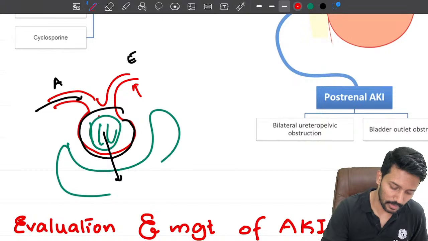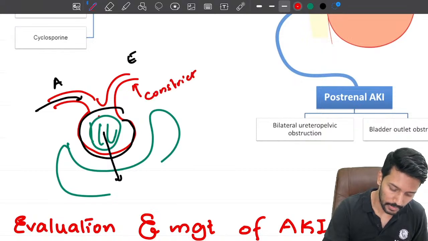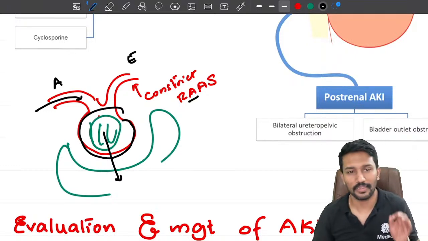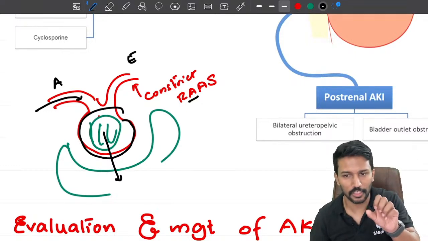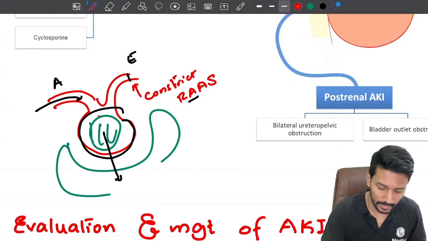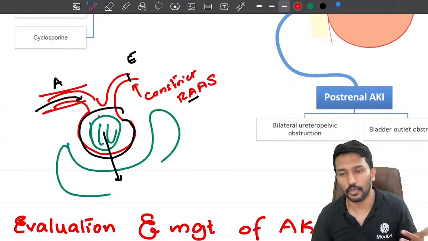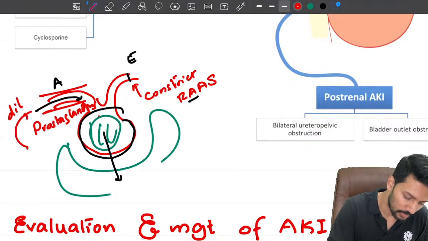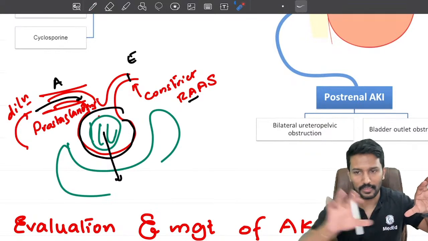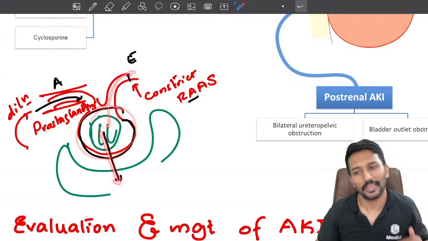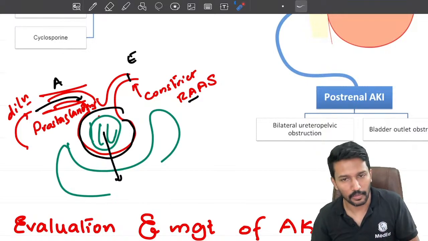I can constrict the efferent arteriole by activation of the renin-angiotensin-aldosterone system, right? Mainly the angiotensin is an important component here that causes the constriction of efferent arteriole. So if I narrow down the efferent arteriole and I dilate the afferent arteriole, how will I be able to dilate? With the help of prostaglandins. Prostaglandins will cause dilation. So if I dilate, flow increases. If I constrict, outflow decreases and pressure inside the glomerulus will increase, and I will be able to still get the glomerular filtration done.